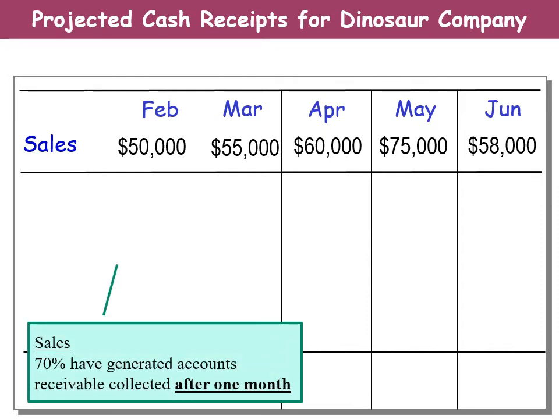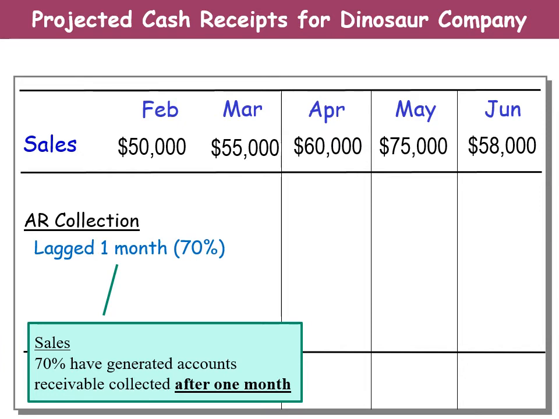70% have generated accounts receivable collected after 1 month. Accounts receivable collection lag 1 month, 70%. Basically it means a sale is made today, but cash is collected 1 month later. So there's a 1 month lag from the point of sale to the point of cash collection.